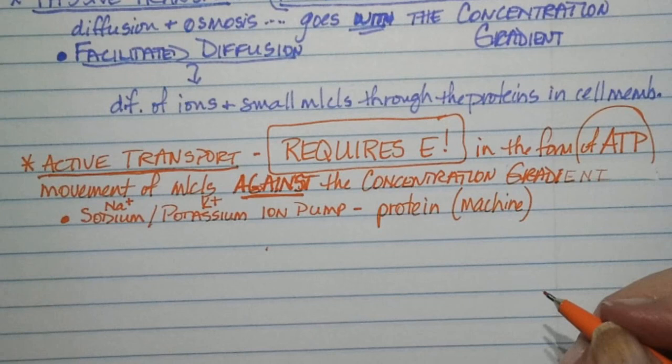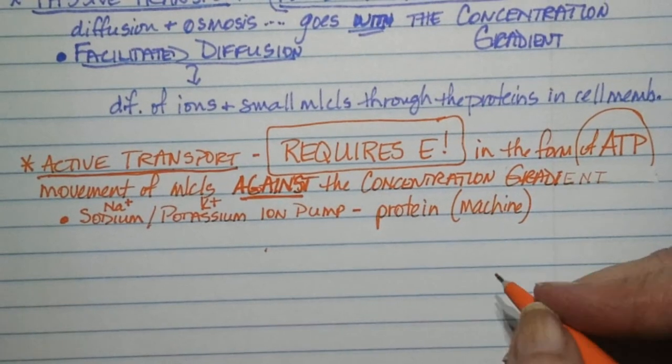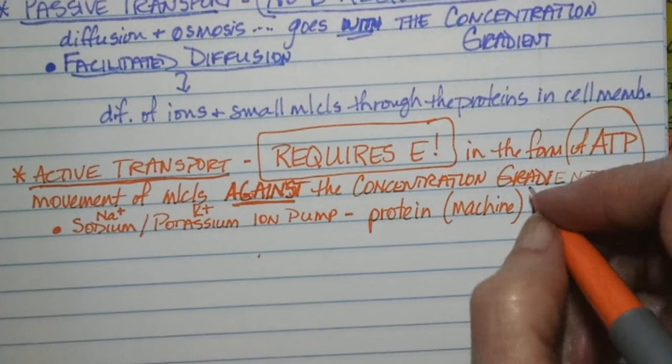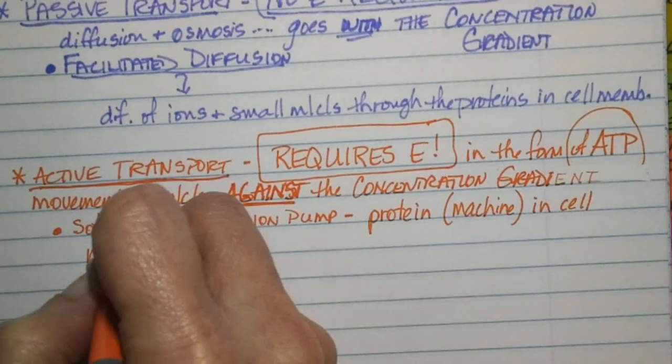The protein in the cell membrane uses ATP to maintain the sodium and potassium ions against the gradient.